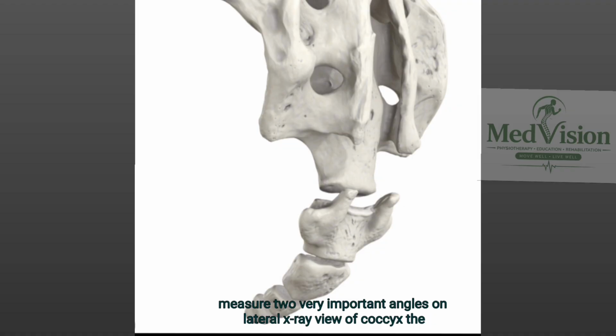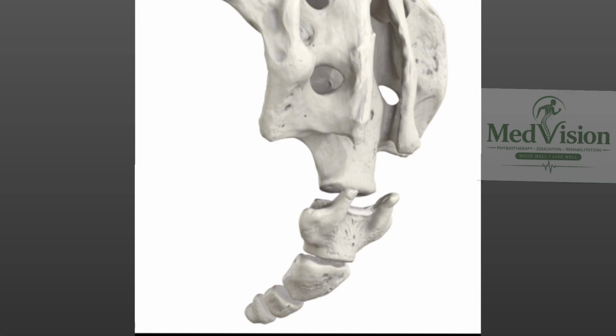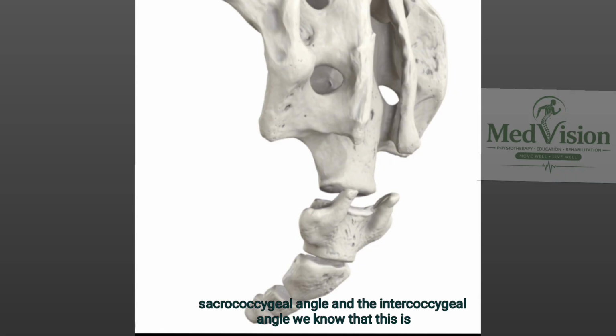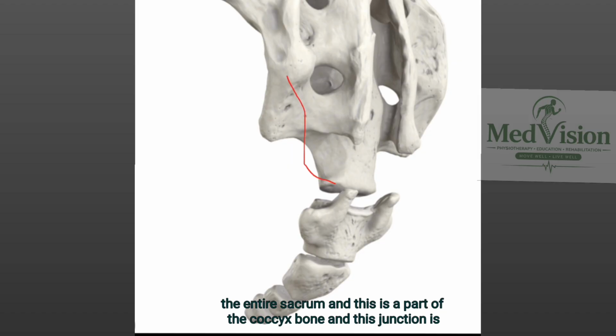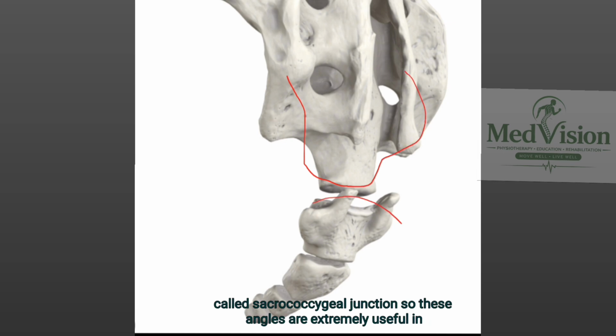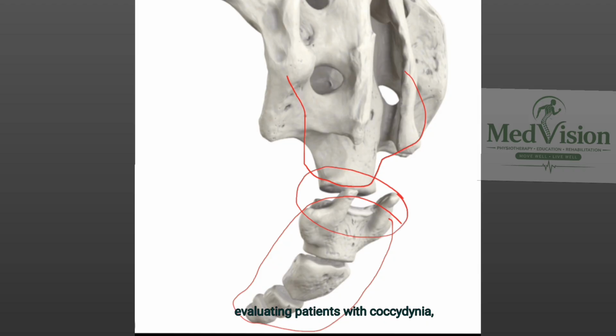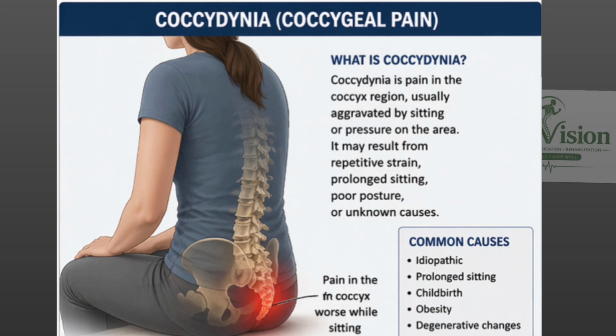In today's video, we will learn how to measure two very important angles on the lateral X-ray view of the coccyx: the sacrococcygeal angle and the intercoccygeal angle. We know that this is the entire sacrum and this is a part of the coccyx bone, and this junction is called the sacrococcygeal junction. These angles are extremely useful in evaluating patients with coccydynia, trauma, and suspected coccygeal instability.